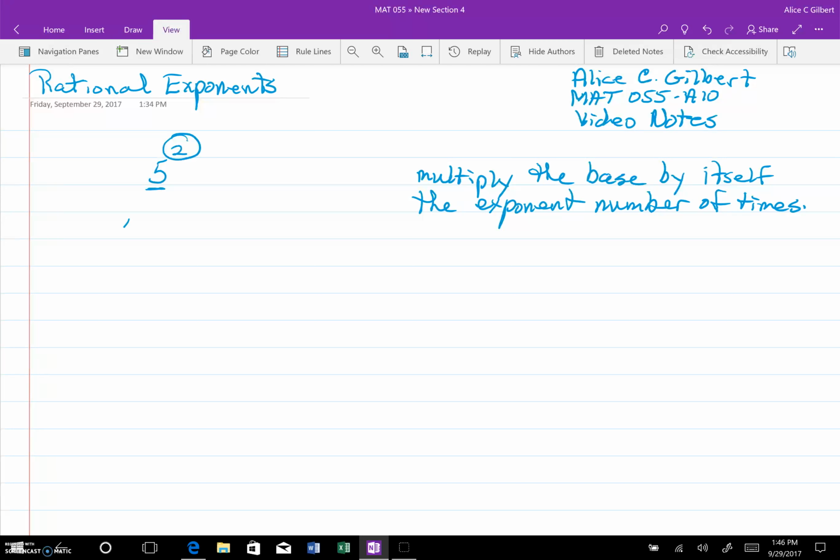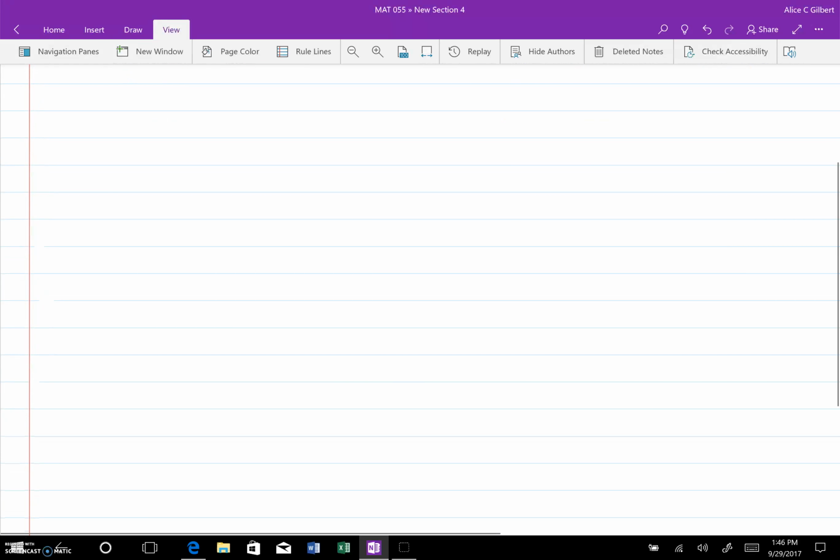So in this case, that would mean 5 times 5. I multiply the base, which is 5, by itself, the exponent number of times, which in this case is 2, and we get 25. But what happens if I have something like 25 to the 3/2? Can I multiply the base, which in this case is 25, by itself 3/2 times? How is that even possible? Well, here is how it's possible.